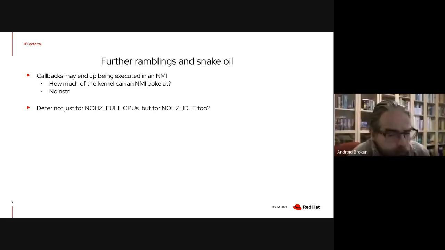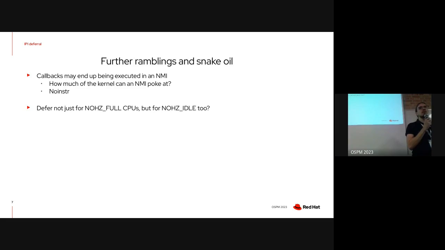No, that's actually really hard. With context tracking we are tracking that, but it's quite expensive. And I think we only do it for no hertz full CPUs. You can force it, but it's more of a debug option. Yeah, for no hertz full. Right, RCU needs it for no hertz full. But we might need to think about whether we can do something interesting.